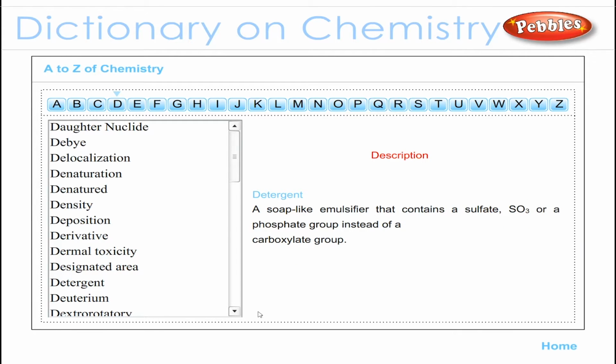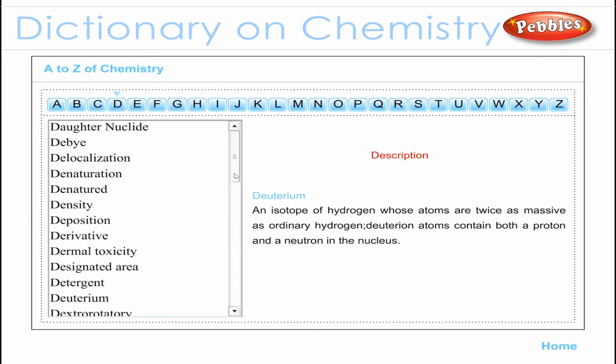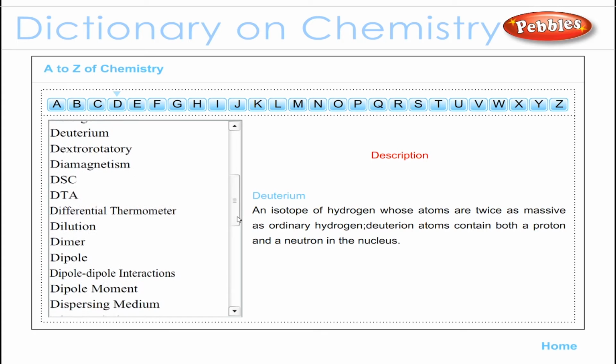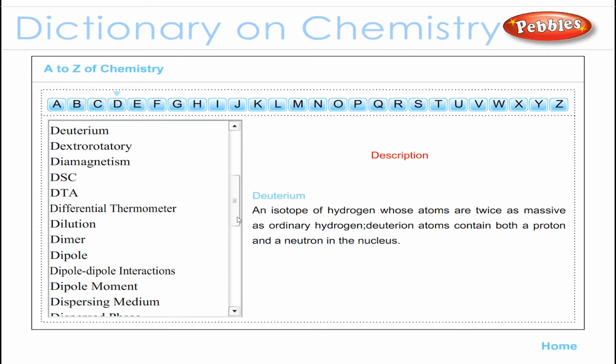Detergent, a soap-like emulsifier that contains a sulfate, SO3, or a phosphate group instead of a carboxylate group. Deuterium, an isotope of hydrogen whose atoms are twice as massive as ordinary hydrogen. Deuterium atoms contain both a proton and a neutron in the nucleus.